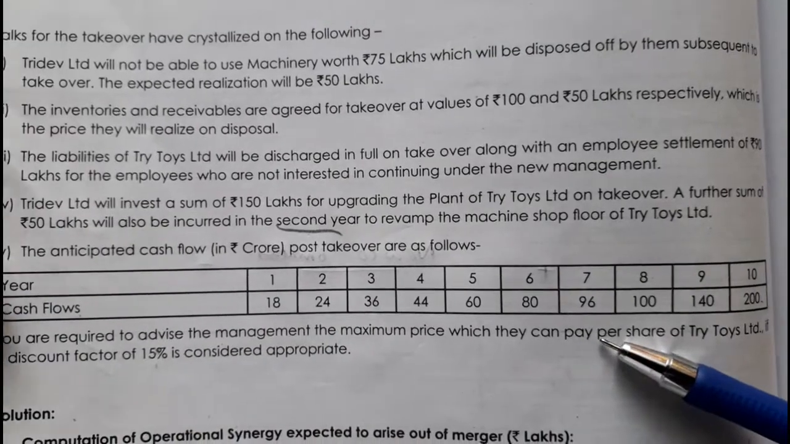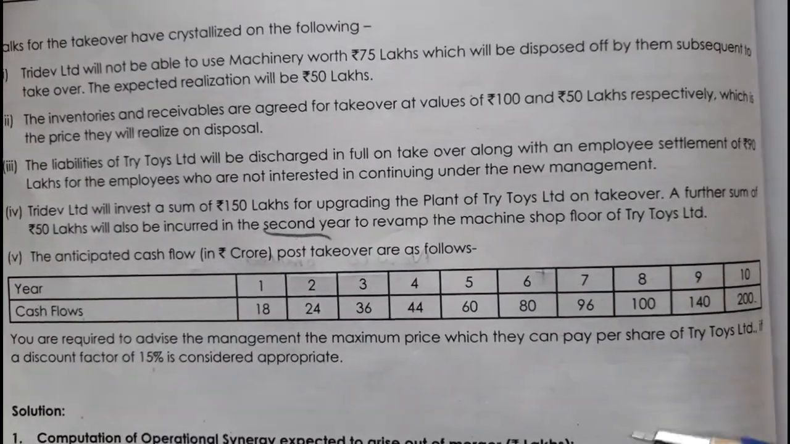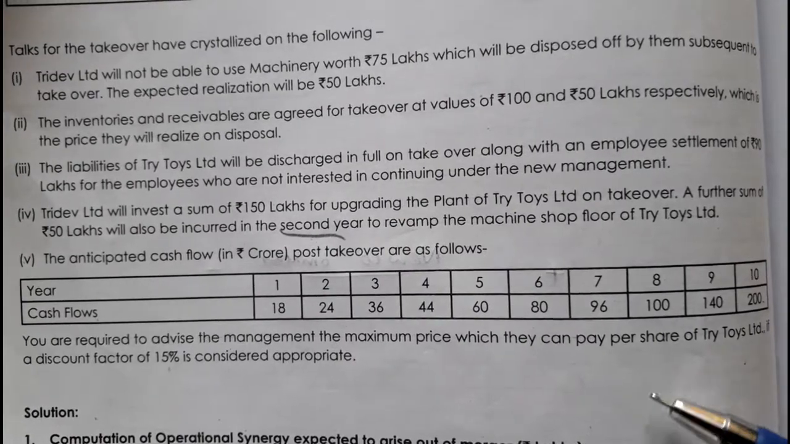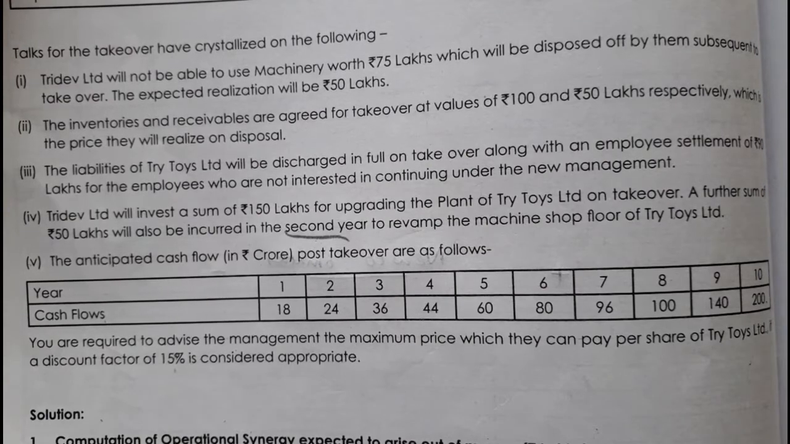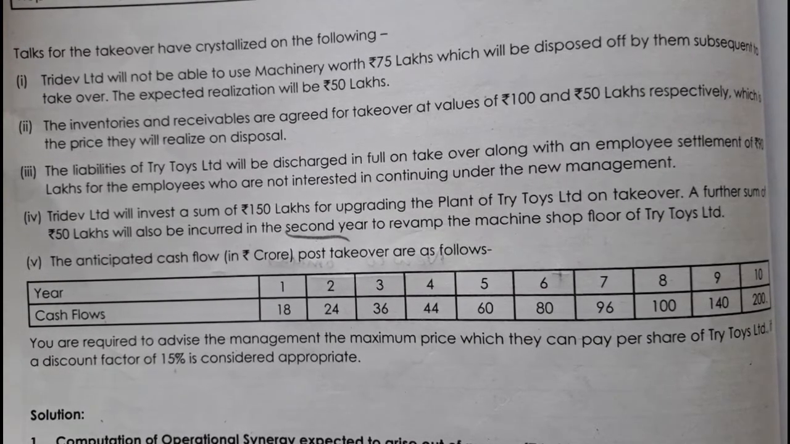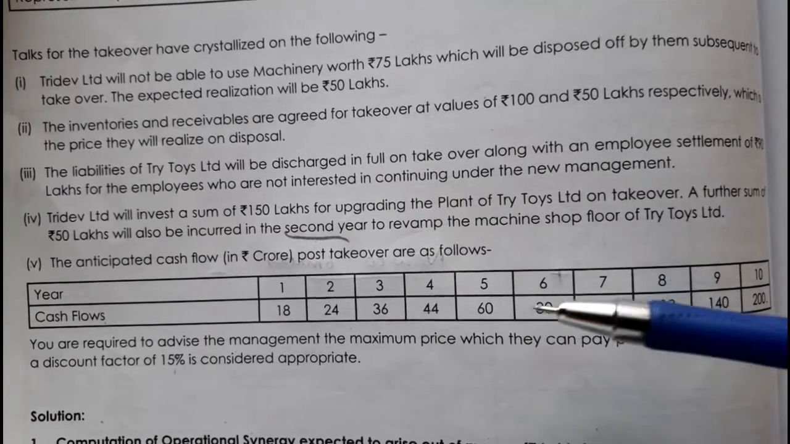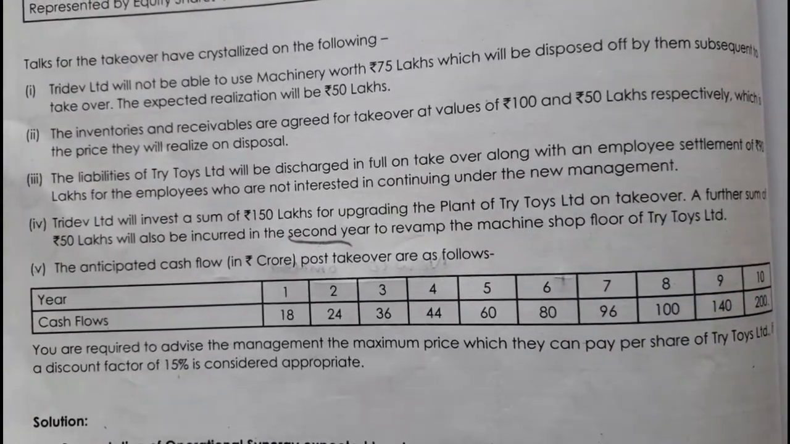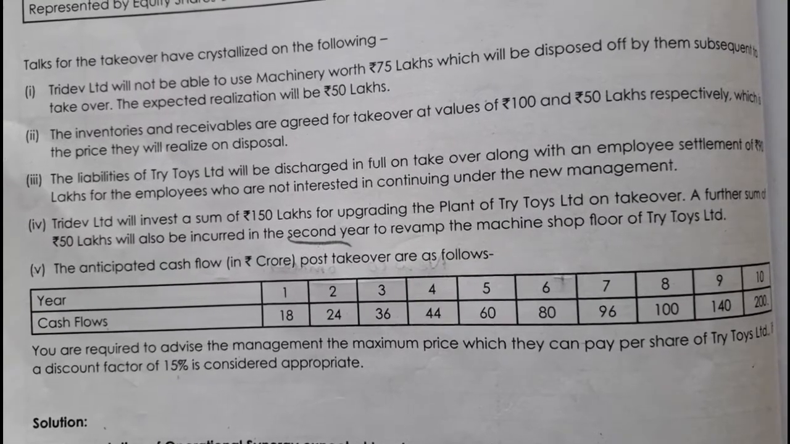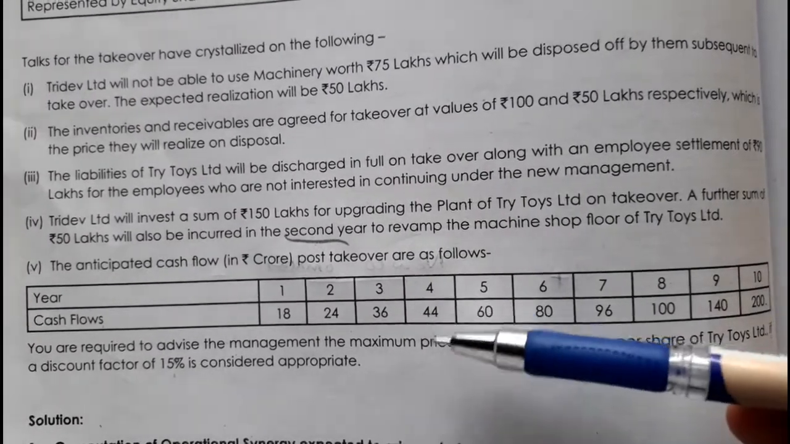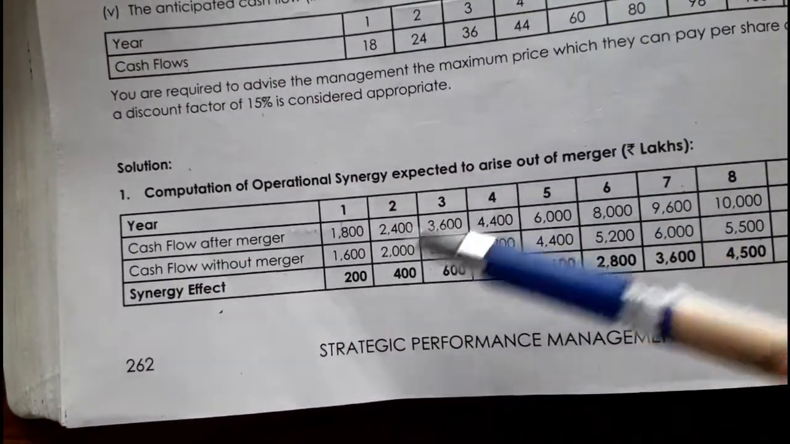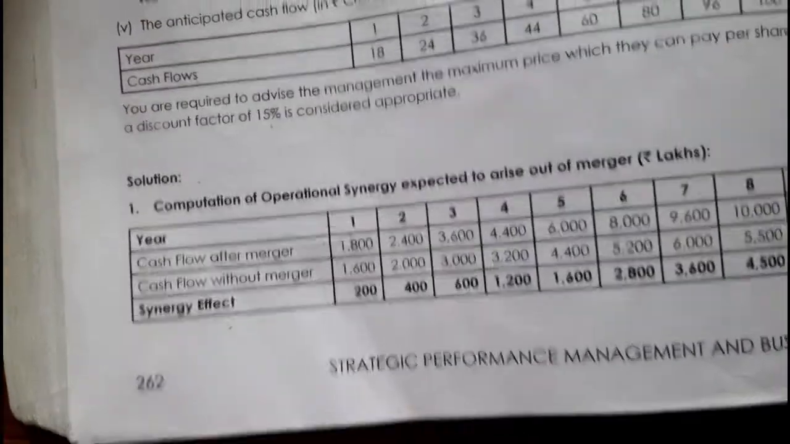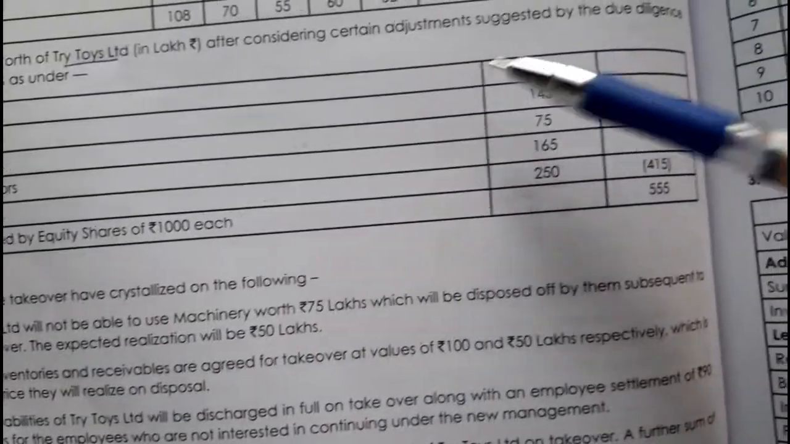So, you are required to advise the management the maximum price for Tri Toys Limited. If we find the value of business of Tri Toys Limited, we can easily calculate the price to be quoted for the selling, and the price which Tridel Limited will be paying for this company. So here, the post takeover cash flows are given in crores, so we can multiply by 100 to make it into lakhs. So after merger, post takeover, the cash flow is going to be this, but before merger the cash flows are this one.